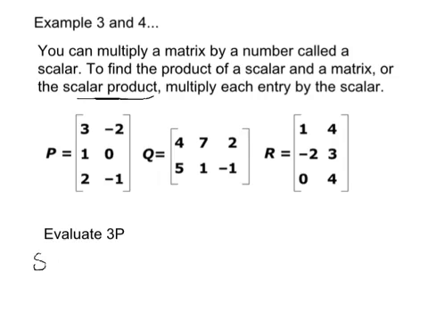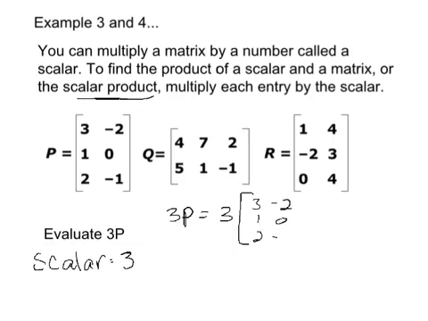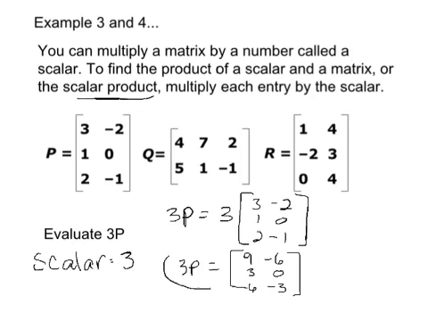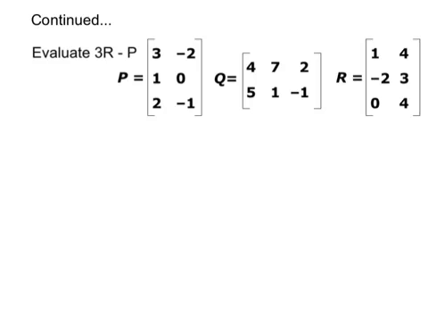Our scalar is what? 3. So now I'm going to take 3p, 3 times everything in that matrix. I take 3 times 3, 9, negative 6, 3, 0, 6, and negative 3. Okay, that is my scalar product. I multiplied 3 by everything in that matrix. That means we can do a lot of fun math with scalar products and matrices.